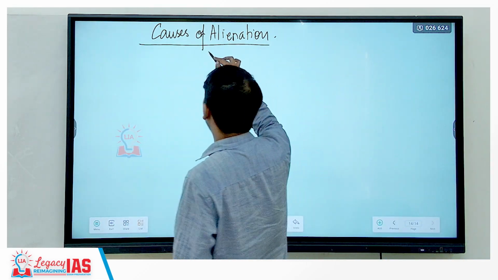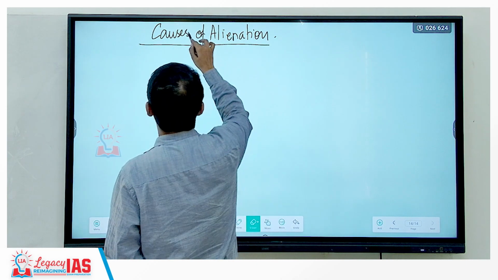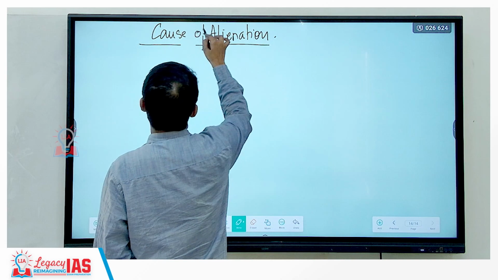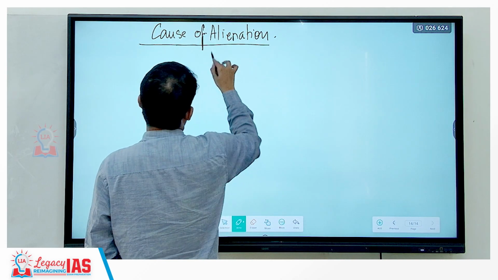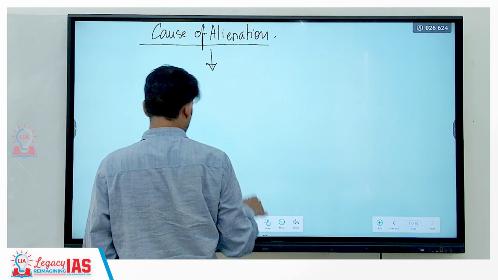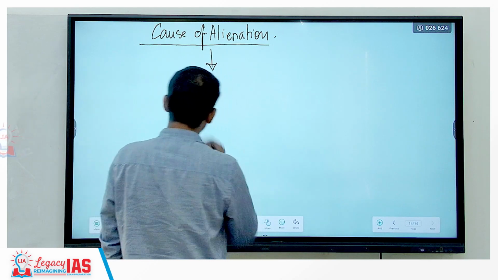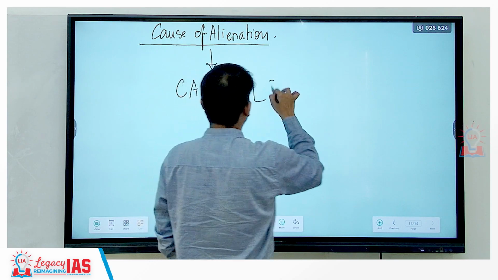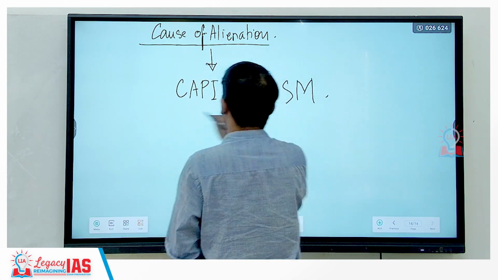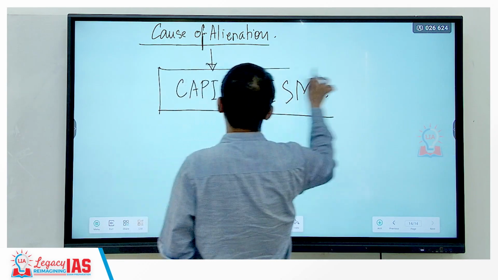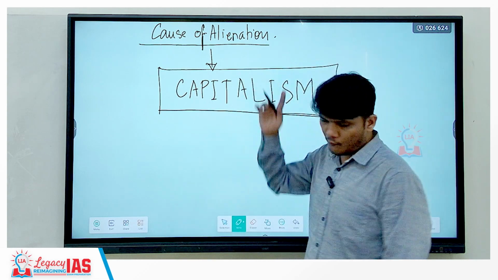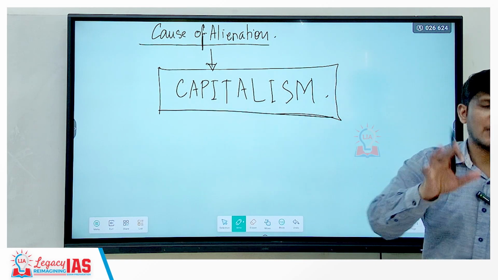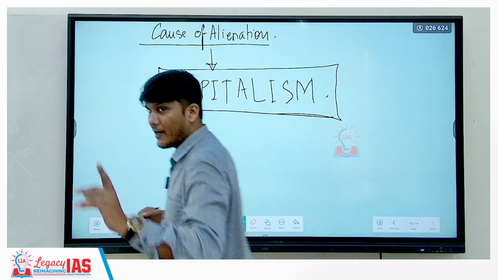The cause of alienation is nothing but, let me write it in capital, capitalism. This, guys, is the cause of alienation. Everything has originated from this, is what Marx says. Now let us understand how.